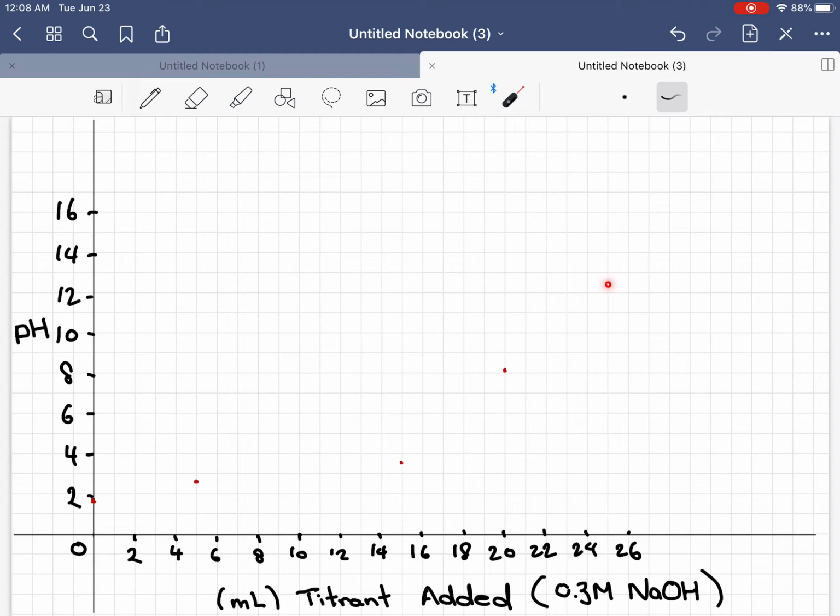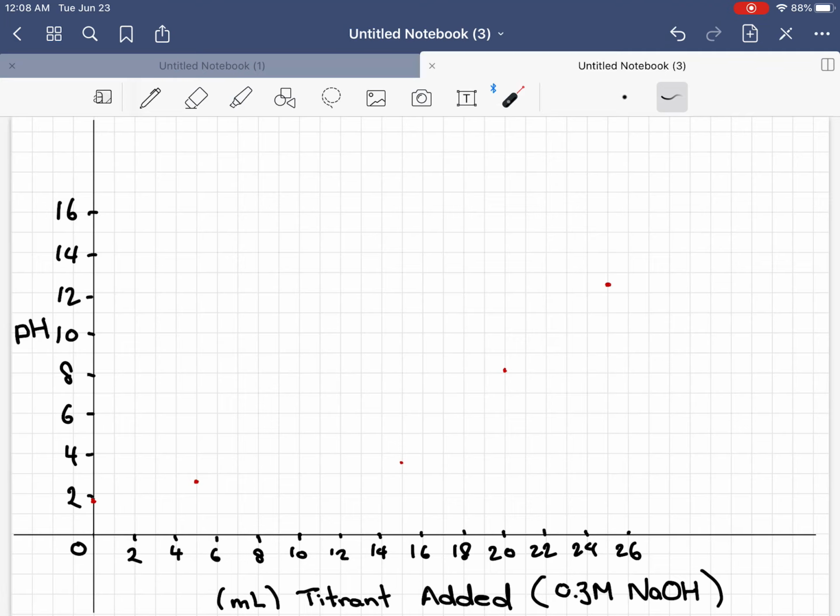So 12.52 right there. Right there. Okay, let's put this together. Now, you get to note, of course, that this was the equivalence point. So you're not going to do something like this, because that's not a pH curve. pH curve really doesn't work like that.